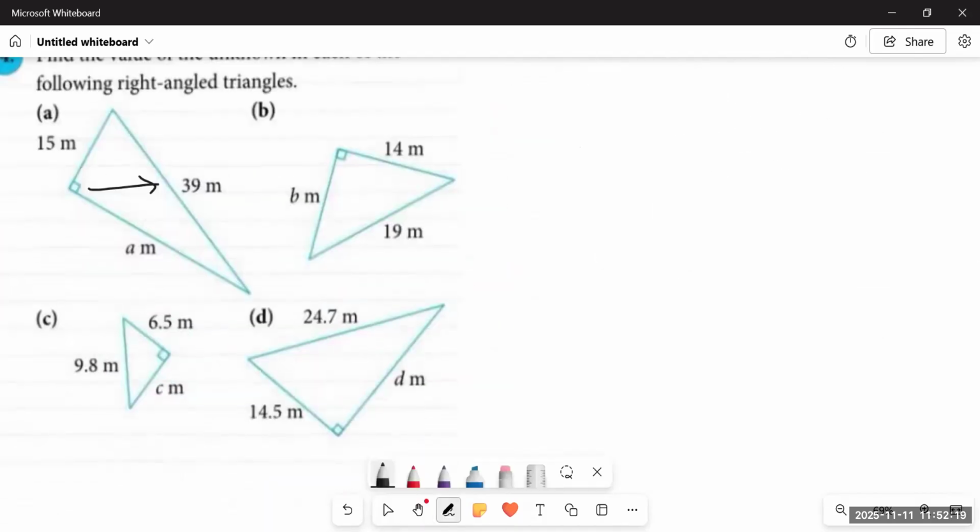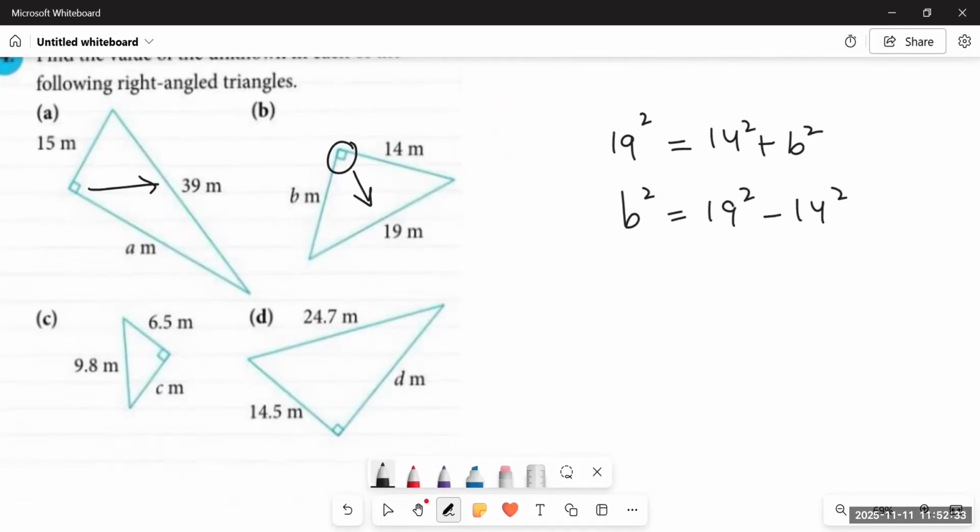In the next one, this is the right angle. The opposite side is given, that is 19. So we'll write 19 square is equals to 14 square plus b square. Or we can write it as b square is equals to 19 square minus 14 square. That's it. The square of 19 is equals to 361 and that of 14 is 196. We will subtract the two. We will get 165. And 165 is not a perfect square. So we will find the square root of 165, which is 12.8.